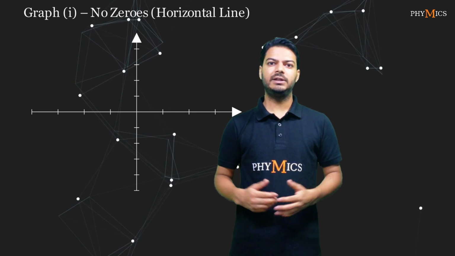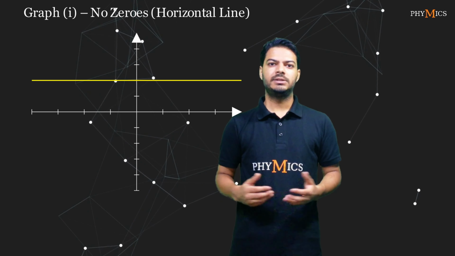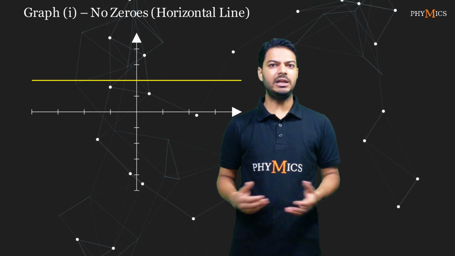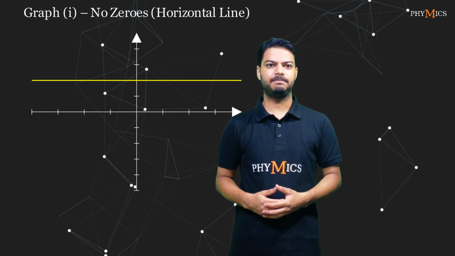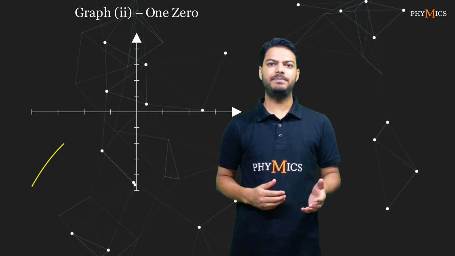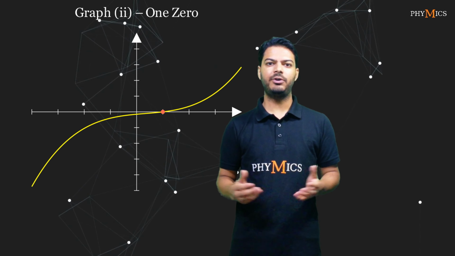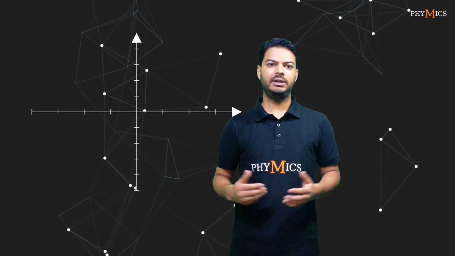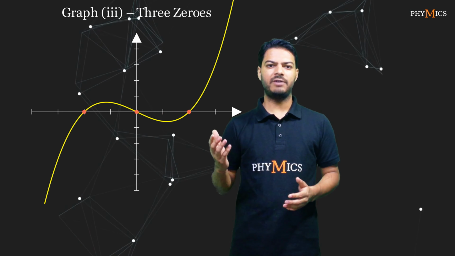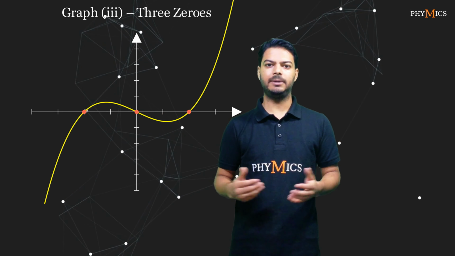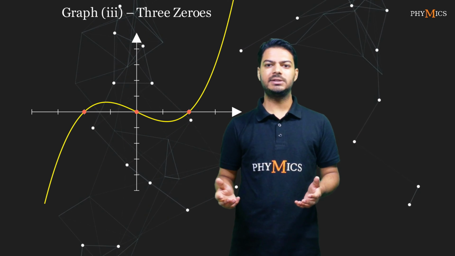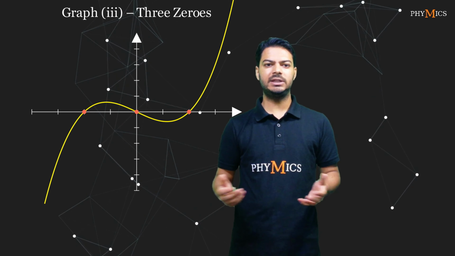In the first figure, the line is parallel to the x-axis. Since the graph does not cut the x-axis at any point, therefore it has no zeros. In the second figure, the graph dips and then rises, cutting the x-axis once on the right. Therefore, it has only one zero. In the third figure, the graph crosses on the left, goes above, comes down and crosses again, dips below, then rises and crosses a third time. So it has 3 zeros.